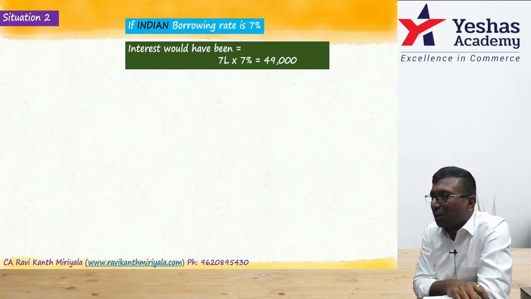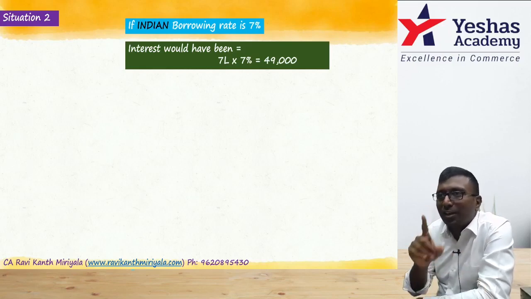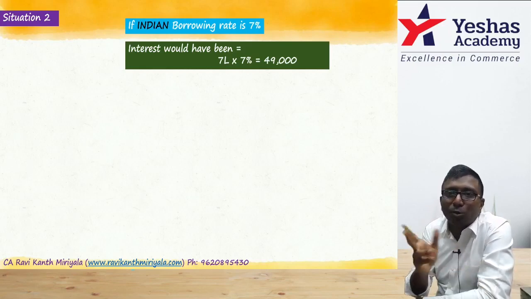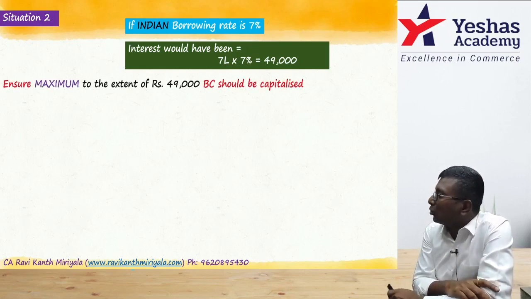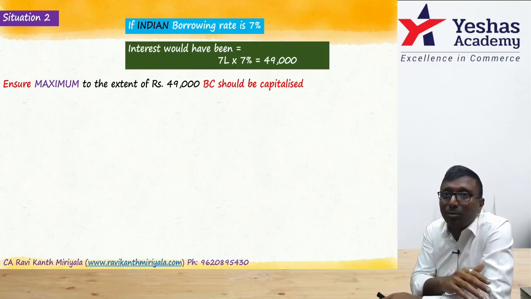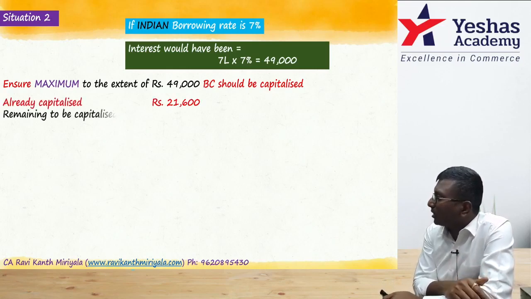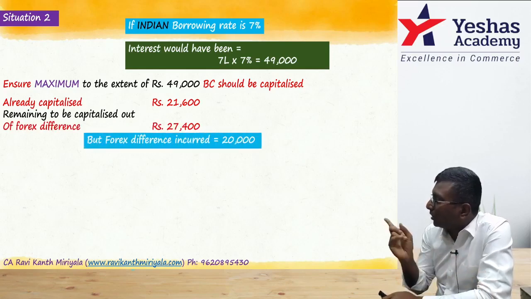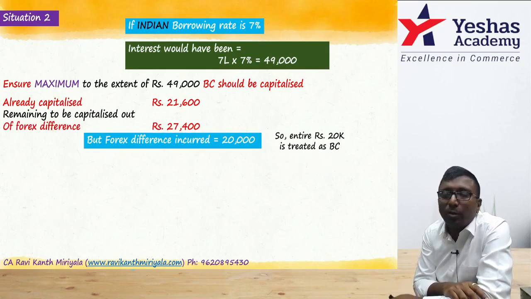Correct. Now you have not actually borrowed in India. Is it the actual cost? The actual cost is 41,600, 21,600 plus 20,000. Correct? Exactly. So ensure maximum up to 49,000. 49,000 is a maximum number, that is not the minimum number. So what have you incurred already? 21,600. What is the loss you have actually incurred? The loss is 20,000, but the forex difference is equal to 20,000. So only to the extent of 20,000 you will be able to capitalize.